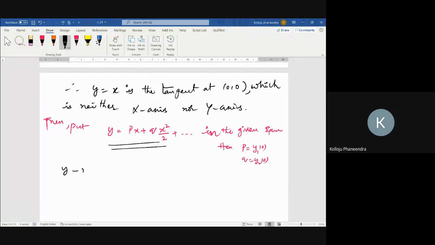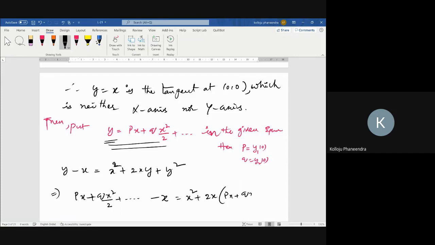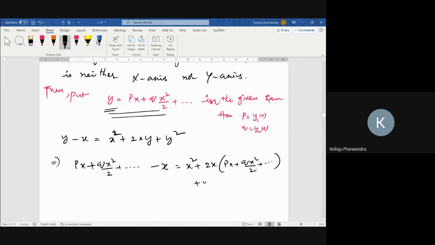The equation is y minus x equal to x square plus 2xy plus y square. Wherever y is there, substitute this in terms of x. The left side is px plus qx square by 2 and so on, minus x, equal to x square plus 2x into y, which is px plus qx square by 2 and so on, plus y square, which is px plus qx square by 2 and so on, whole square.